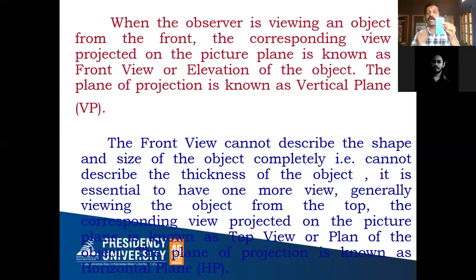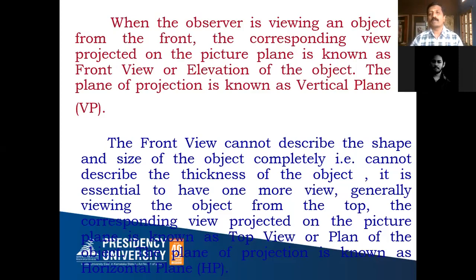Why is it called the top view? Because you are seeing or visualizing this object from the top side of it. The view you are projecting on this particular plane of projection is called the top view. In civil engineering terms, they call it a plan. And the plane on which you project the top view is called the horizontal plane. This you can also take as a hint: always the top view you have to draw on the HP only. On the horizontal plane you get the top view, on the vertical plane you get the front view.